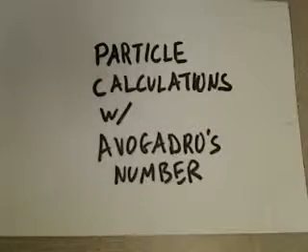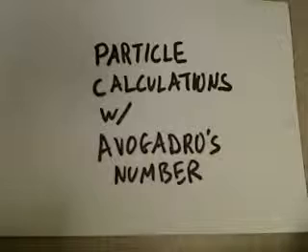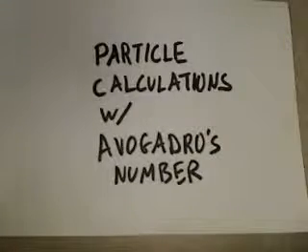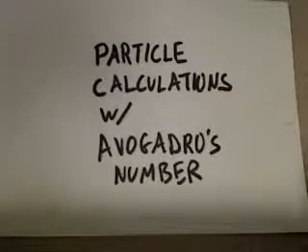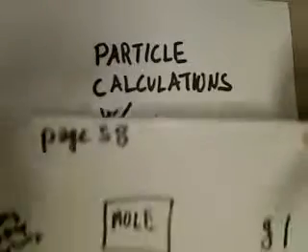Hey guys, let's look at particle calculations with Avogadro's number. So I want you to go on page 58 of your notebook, and if you don't have your notebook, just grab a blank sheet of paper. Remember, there's always scrap paper up in front under the elephant by the fire blanket. So make sure you have a piece of blank paper or page 58 in your journal.